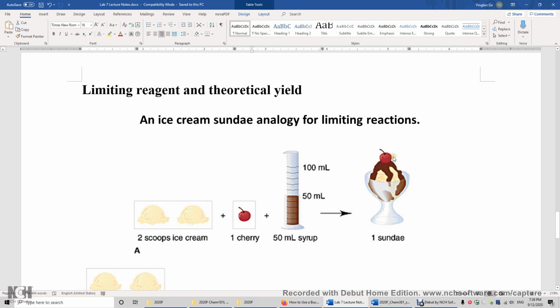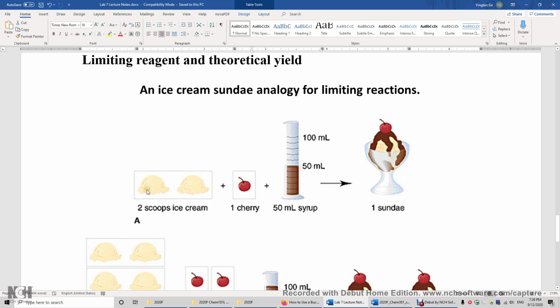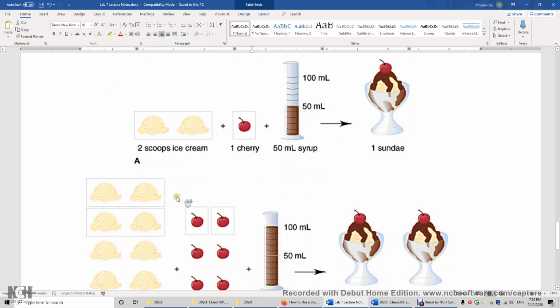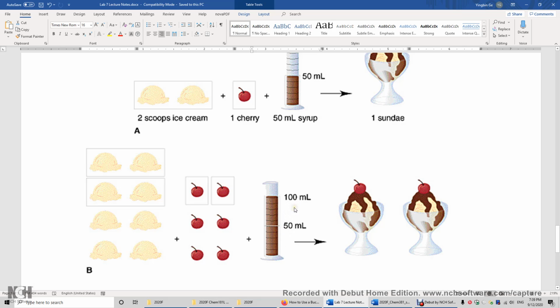It's a nice sundae. And now let's say instead of 2 scoops of ice cream, I'm going to give you 8 scoops. So it seems that you can make 4 sundaes, right? And then instead of 1 cherry, I'll give you 6 cherries. It seems that you can use 6 cherries to make 6 sundaes. And then I'll give you 100 milliliters of syrup. Well, 100 is twice of 50 milliliters. So this can help you make 2 sundaes.